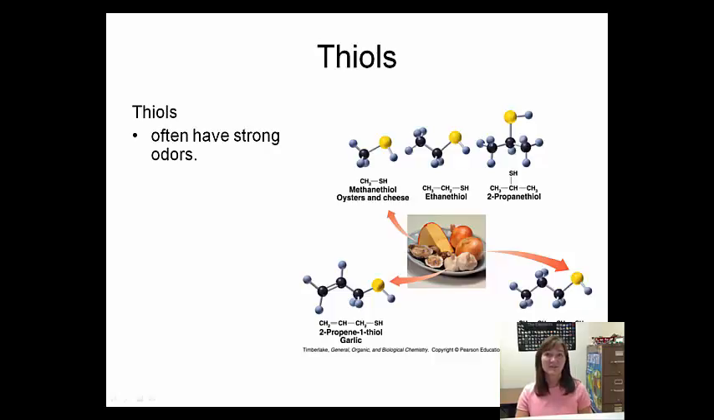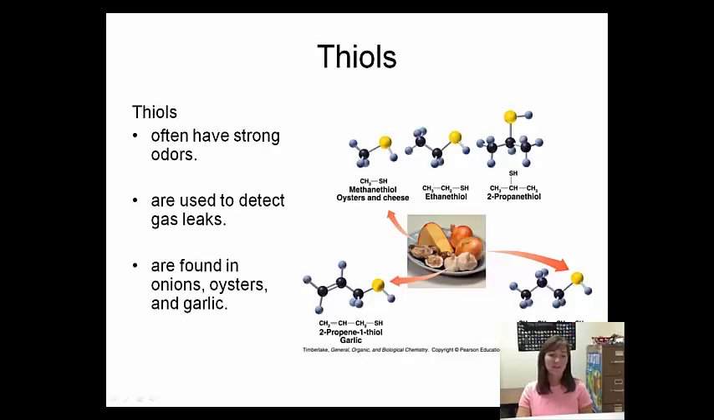Thiols often have strong odors. They're used to detect gas leaks. When you cook with gas or natural gas, that is an odorless gas, but it's toxic. So what they do is they put a couple of sulfur compounds into the gas so that you can smell if you have a gas leak in your home or business. So thiols are the molecules that they use to give it the smell. They're often found in onions, oysters, and garlic. These are some good examples of letting you know thiols usually have a pretty strong distinctive odor.